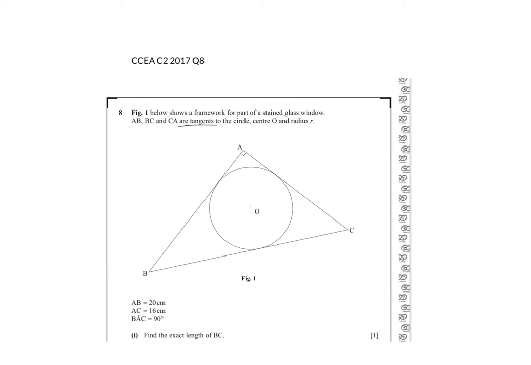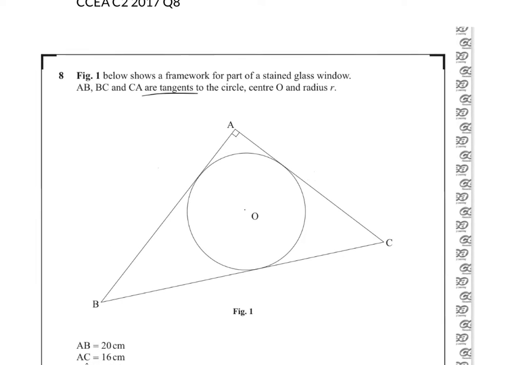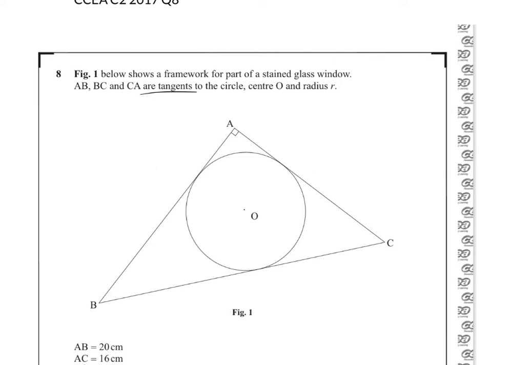Okay, this is a solution for CCEA C2 2017 question 8, which is a question which involves circles, a wee bit of circle theorem knowledge and a bit of trig. It says figure 1 below shows a framework for part of a stained glass window. AB, BC and CA are all tangents to the circle, centre O and radius R.